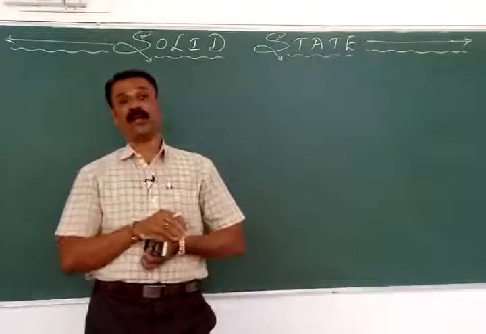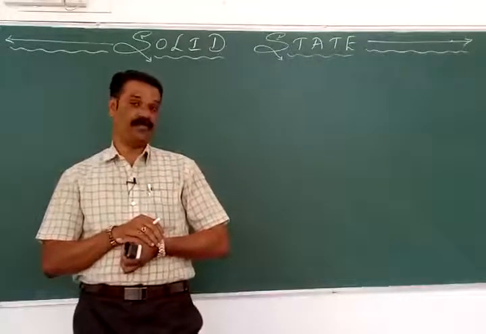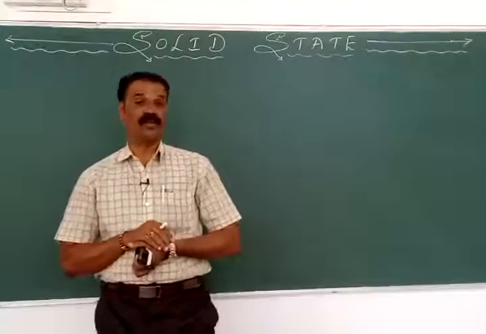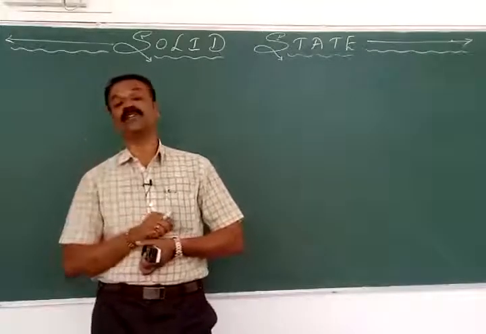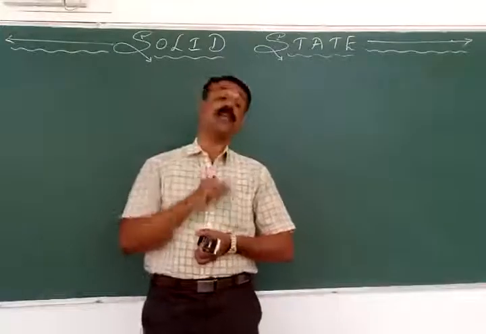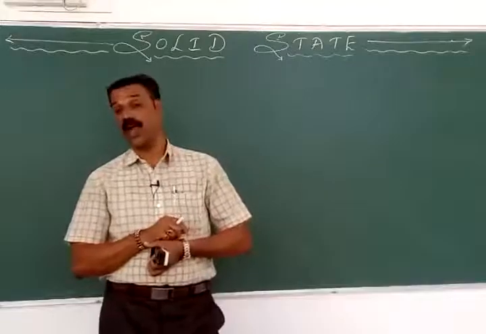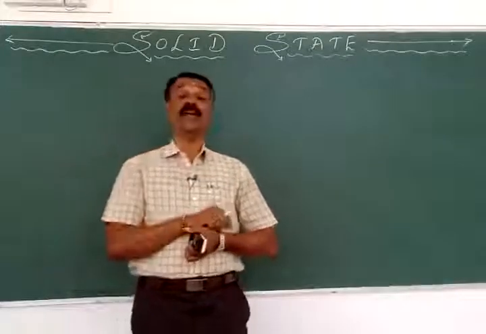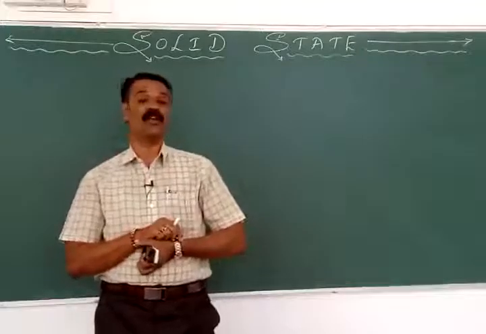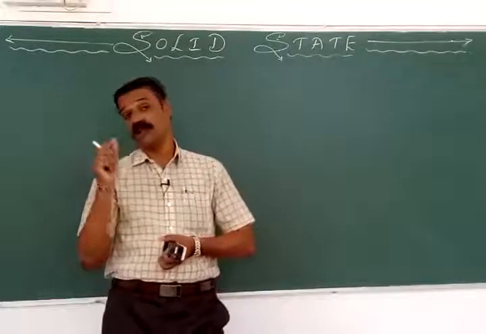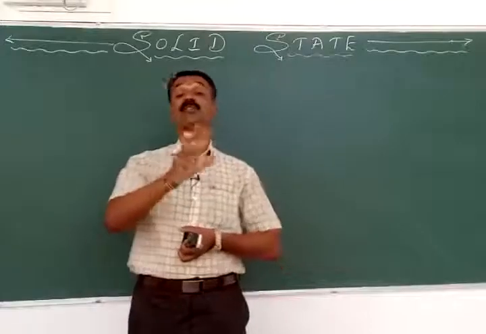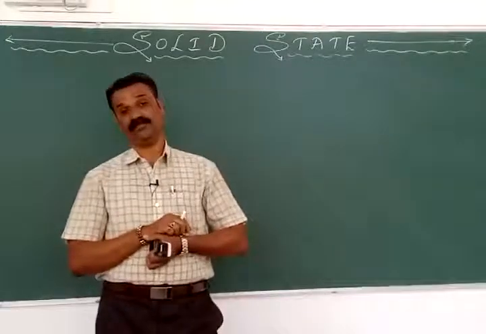From that, we have decided the most symmetrical crystal system or unit cell is the cubic unit cell, because it has all the edge lengths equal, a equals b equals c, and all the axial angles are equal and mutually perpendicular to each other. That is, alpha equals beta equals gamma, and all are equal to 90 degrees. That is why it is the most symmetrical crystal system or unit cell.